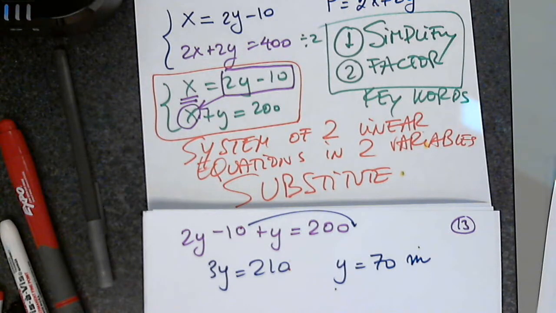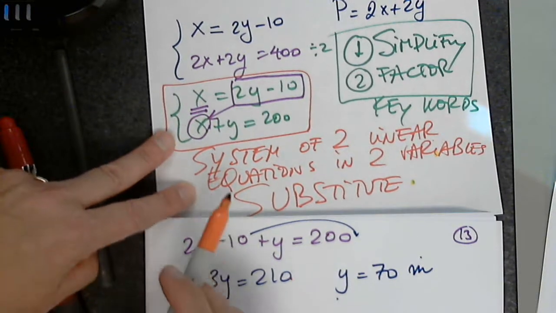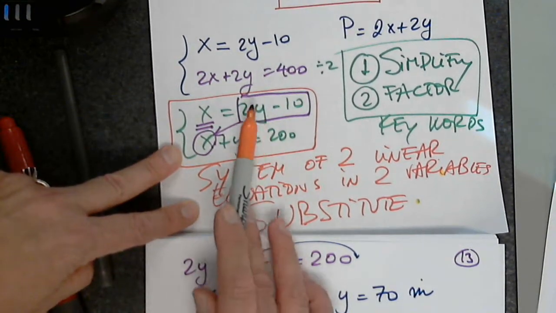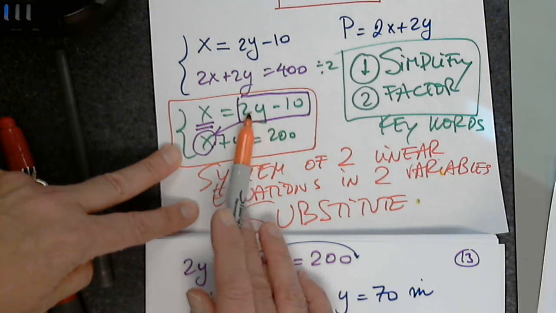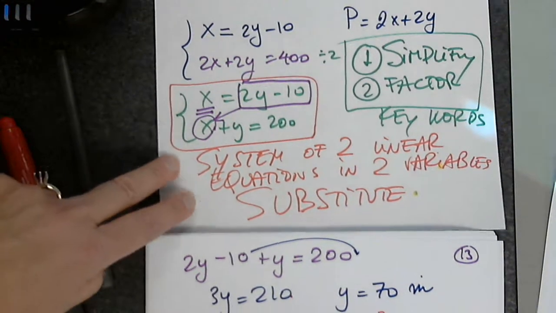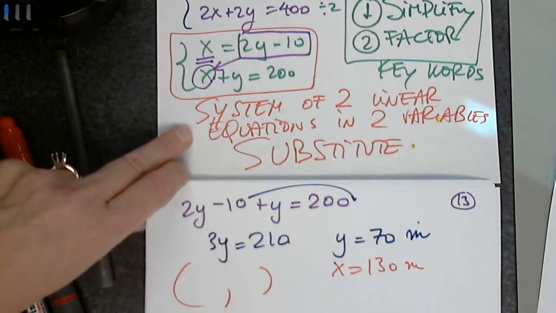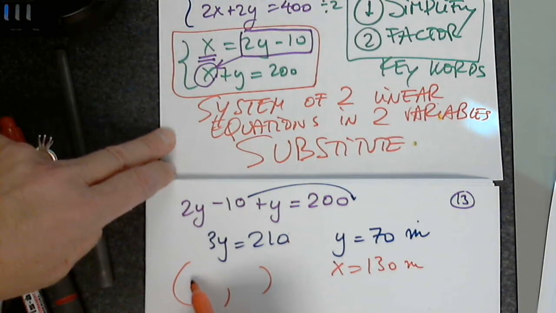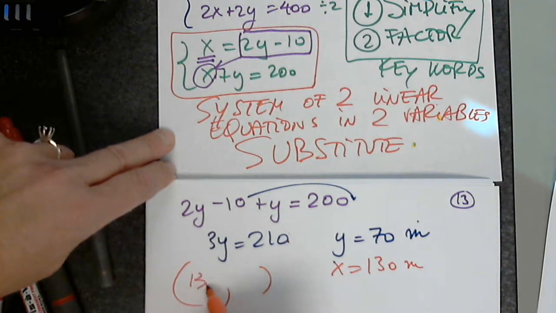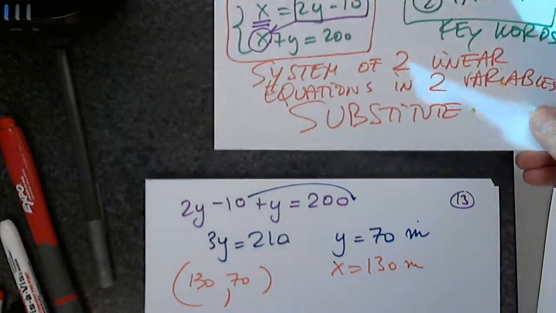Is that good enough? No. I have to go back, determine x, and make sure that both equations are fulfilled. So if y is 70, how much is 2 times 70? 140 minus 10. So then x equals 130 meters. What is the ordered pair that appears, I haven't checked yet, to be the solution of the system? Careful how you put them. Very good. Now, I have no idea whether this is correct, and I don't need you to tell me, and you don't need me to tell you. So what will you do to check the solution?